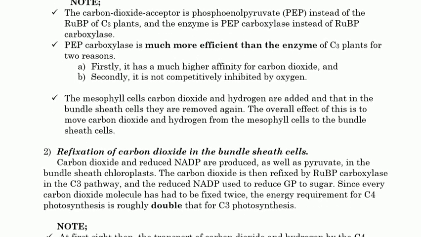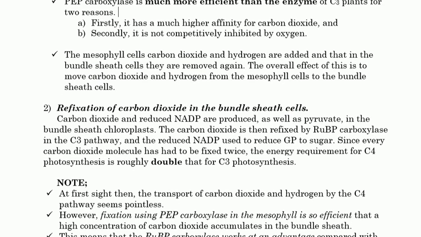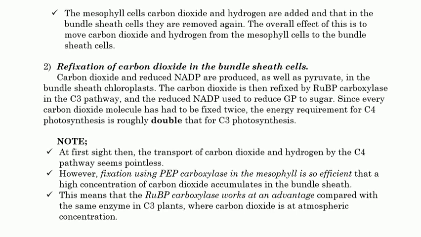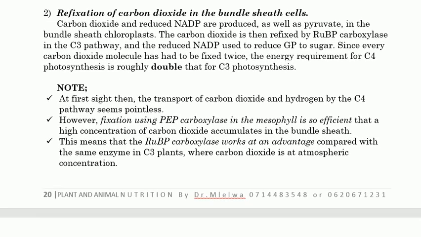In the mesophyll cells, carbon dioxide and hydrogen are added, and in the Bundle sheath cell they are removed again. So the overall effect of this is to move carbon dioxide and hydrogen from the mesophyll cell to the Bundle sheath cell. Now the second stage of the Hatch-Slack pathway is the fixation of carbon dioxide in the Bundle sheath cells.